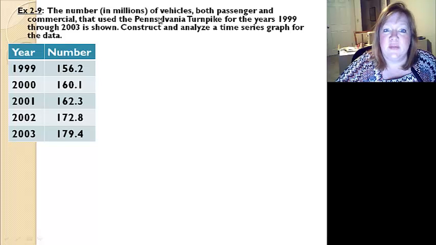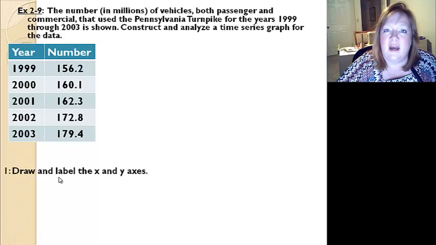So here's the number in millions of vehicles, both passenger and commercial, that use the Pennsylvania Turnpike for the years 1999 through 2003. Gosh, can you believe that was a decade ago? Construct and analyze a time series graph for the data. All right, step 1, what are we going to do? Draw and label the x and y axis. So on the x-axis goes the, anyone, year, and then the y-axis is going to be the number.